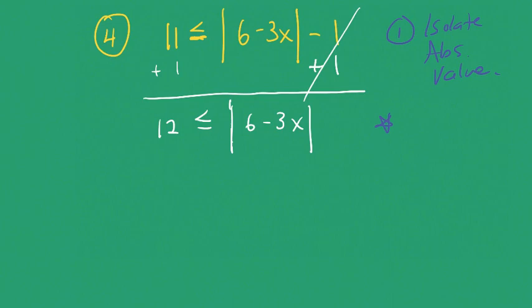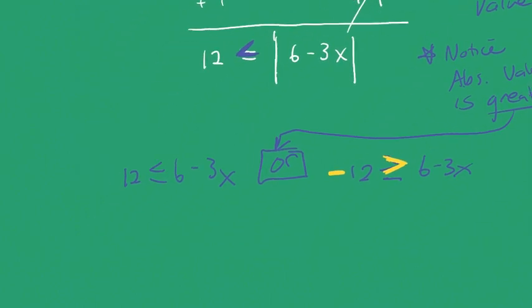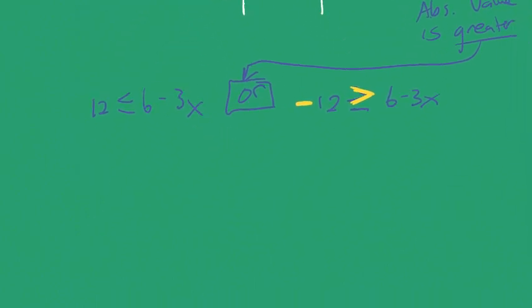And here, notice, since that mouth is open toward the absolute value, the absolute value is greater. So this is that one where we do the or. We separate them. So we've got 12 less than or equal to 6 minus 3x, and then or -12 is greater than or equal to 6 minus 3x. So we're using a different sign on the number, and the inequality mouth is now open the other direction. So those are the two inequalities that you want to come up with.